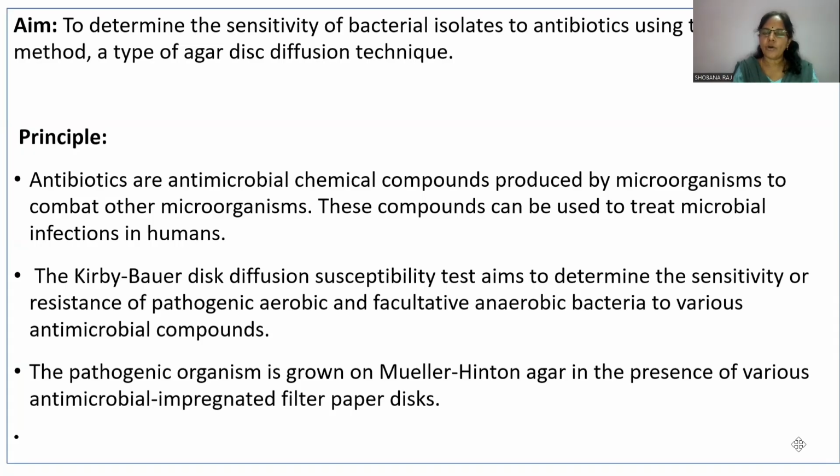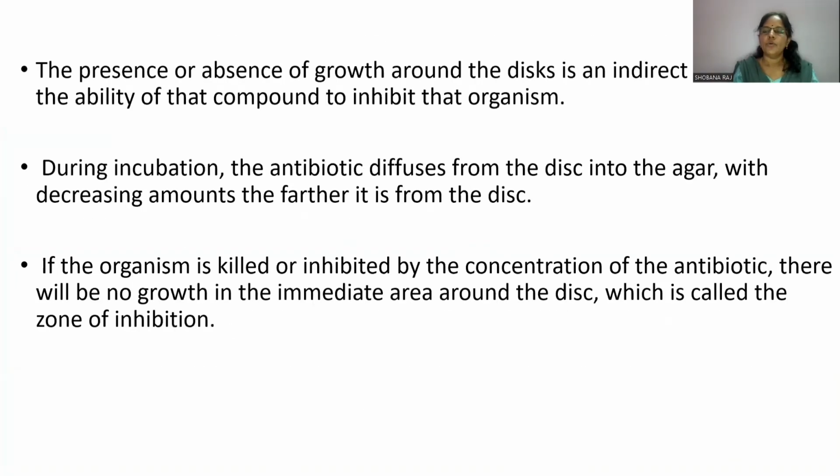Usually, pathogenic organisms are grown on Mueller-Hinton agar in the presence of various antimicrobial impregnated filter paper discs. So here in this method, the presence or absence of growth around the disc is an indirect measure of the ability of that compound to inhibit the microorganism.